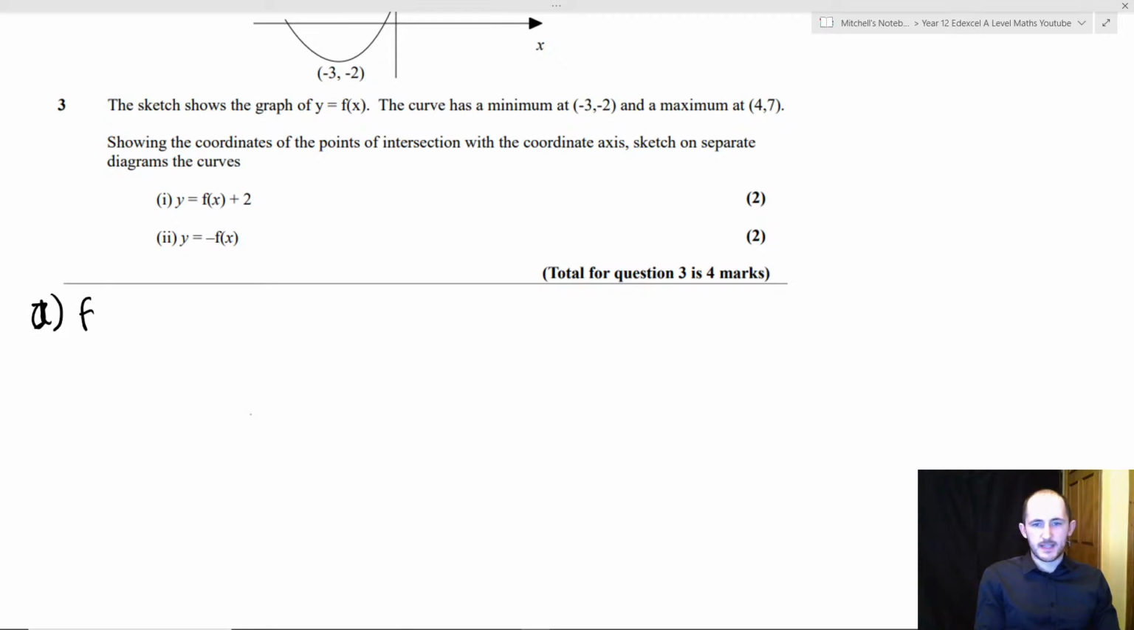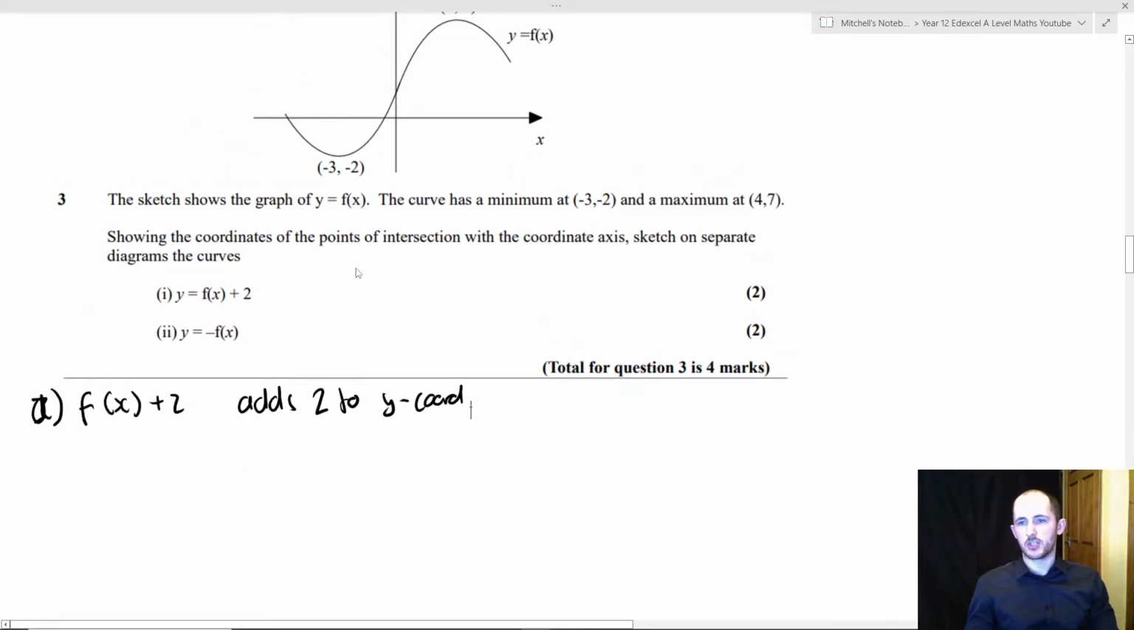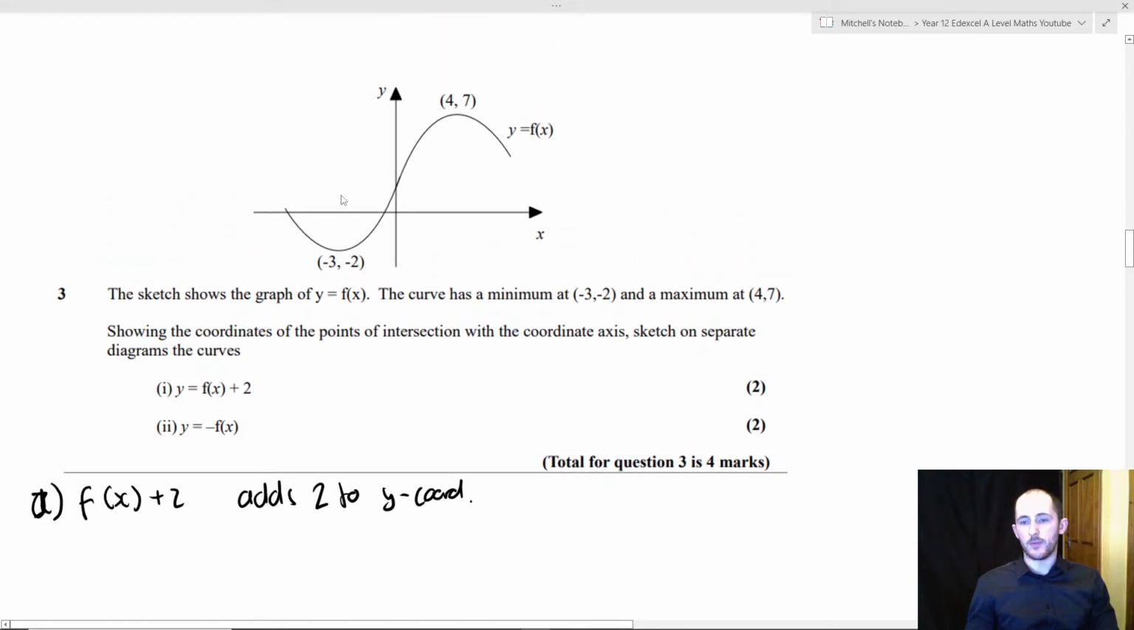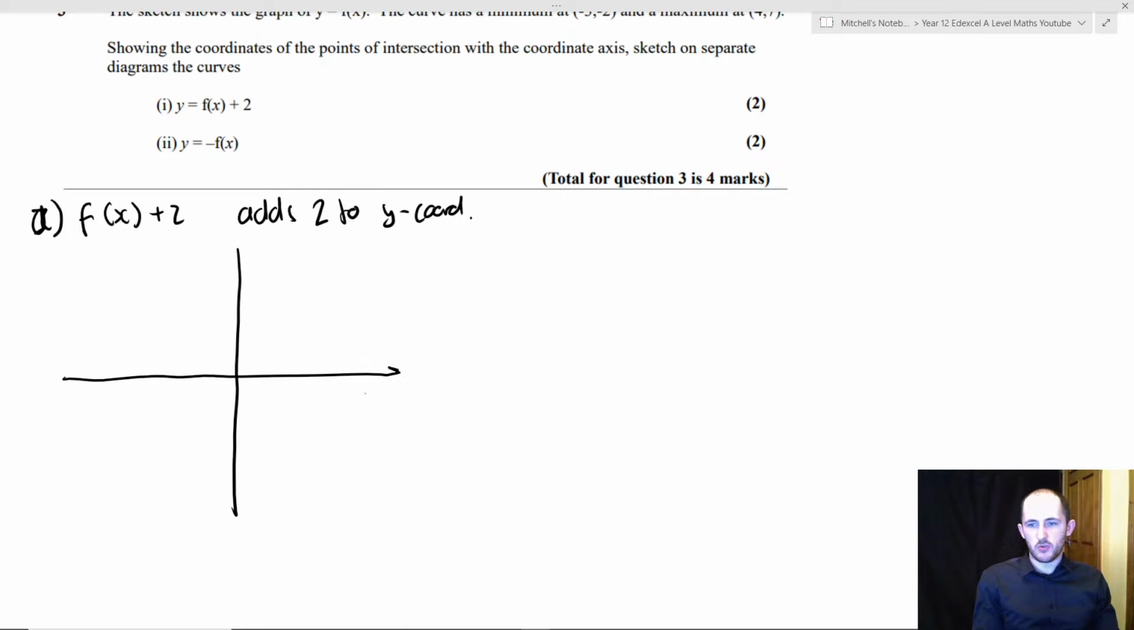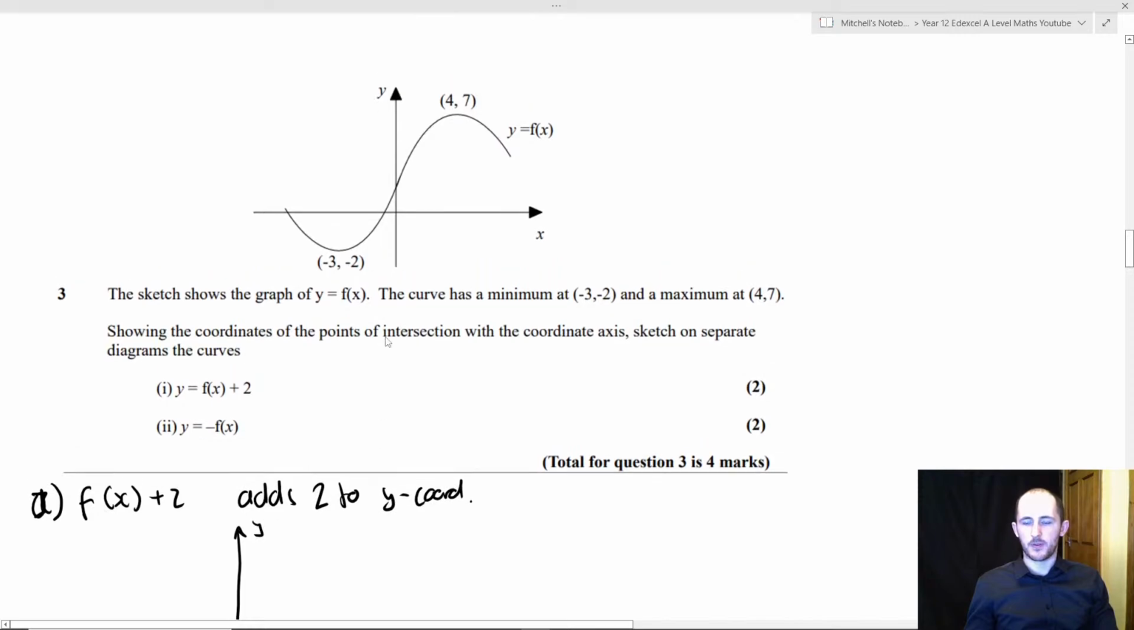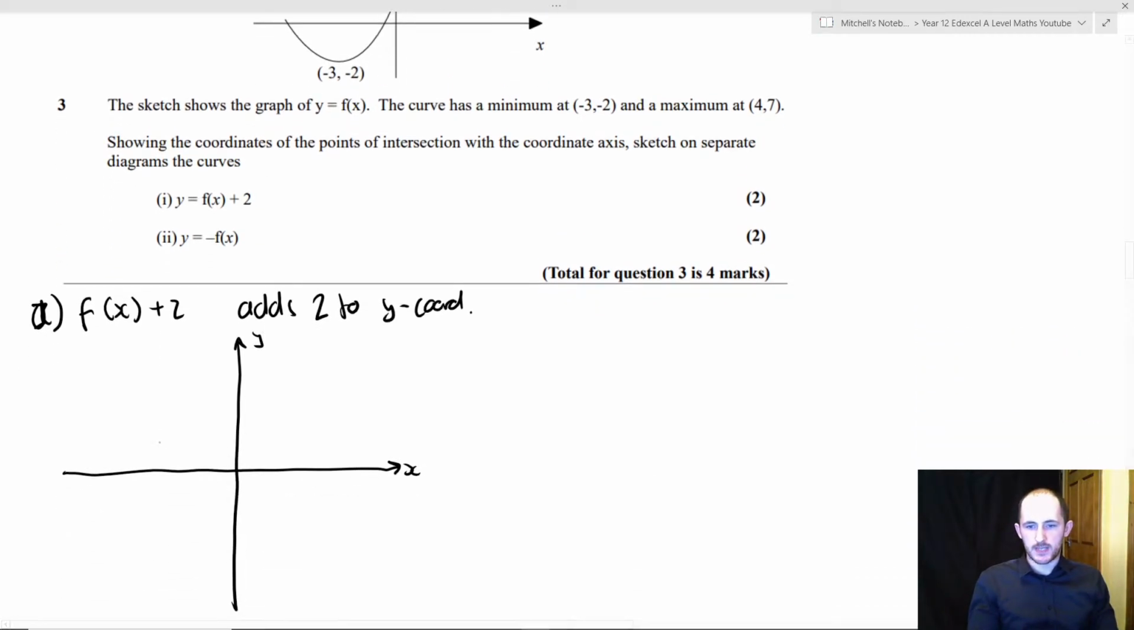So f of x plus 2, let's think about what that does. What it does is it adds 2 to the y coordinates. In other words, it's going to shift all of this stuff upwards. That's it. Drag and drop. So let's do this. Again, your axes don't have to be huge, but I prefer to make them decently large just to make sure that I get the points. And the first thing I do is plot the points. So instead of -3, -2, add 2 to the y coordinate makes it -3, 0.